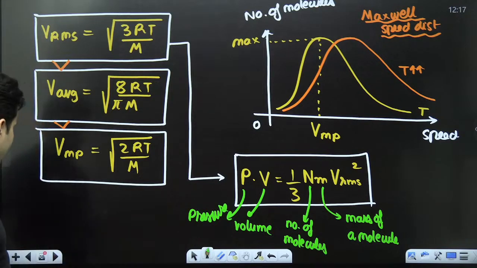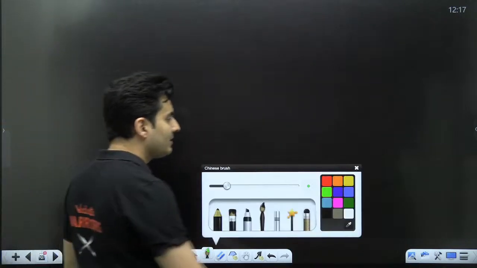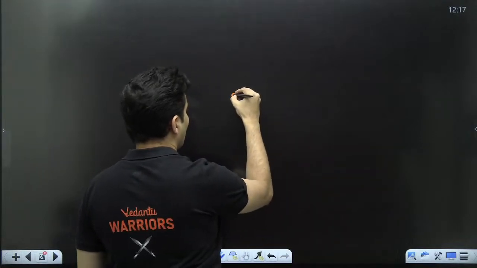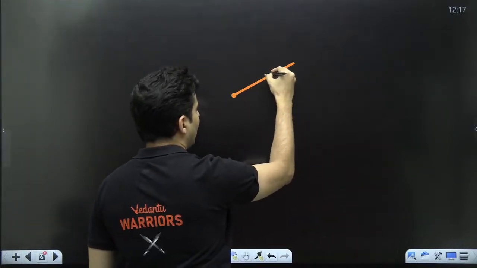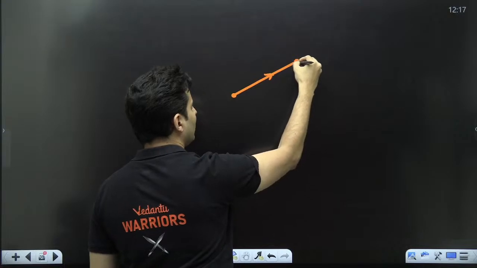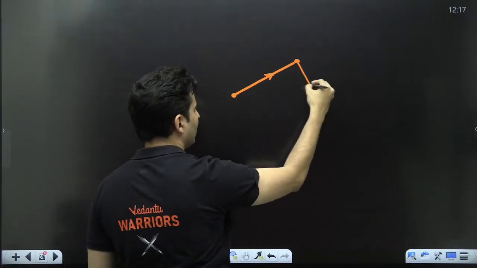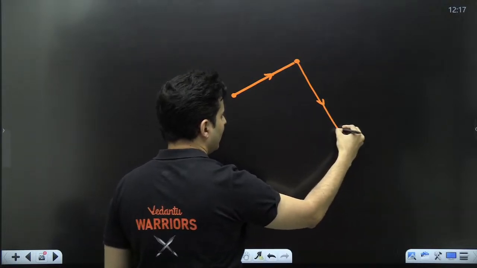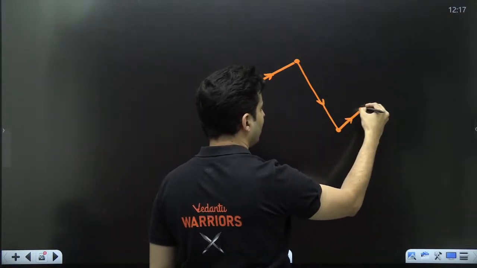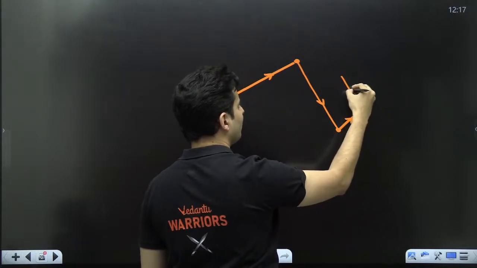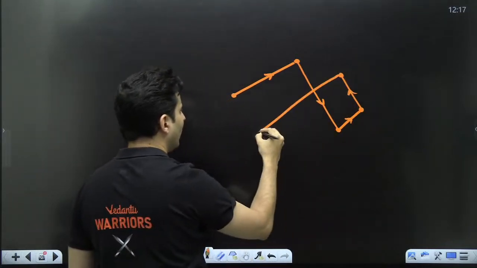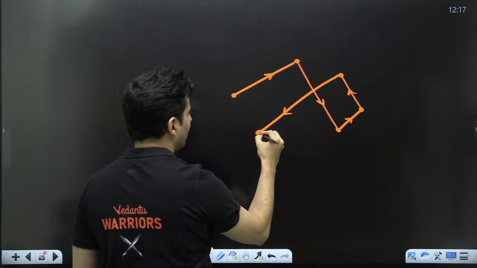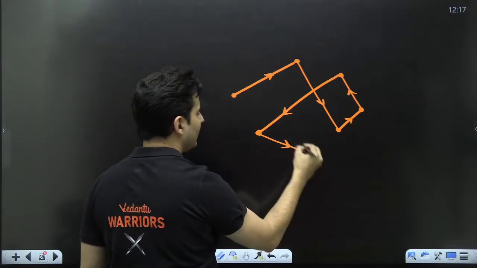Great. Next important thing. When these molecules move and collide with the next molecule, they change their path, then they collide with the next molecule, and then again they go along a path, then they collide, and then they go maybe somewhere here, they collide, they go like this, maybe they collide, and this keeps on happening.